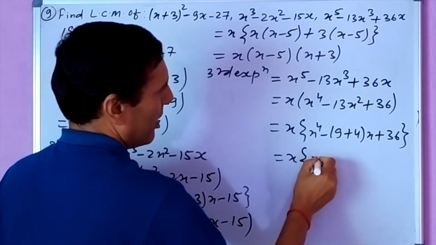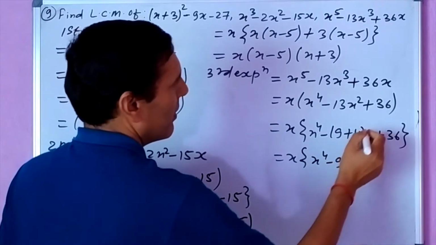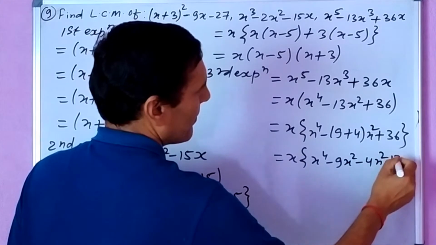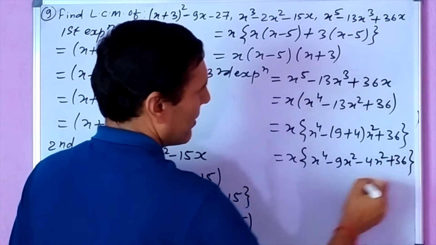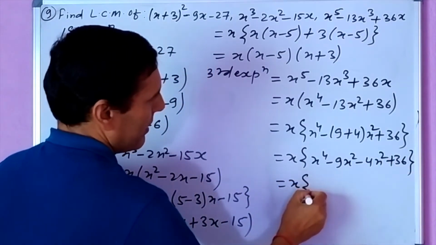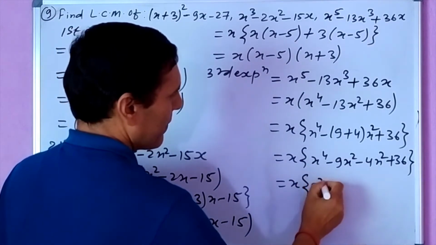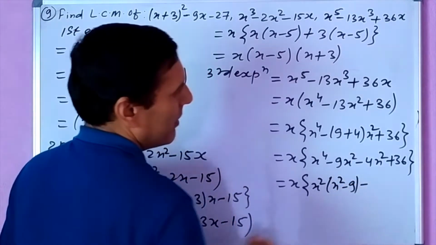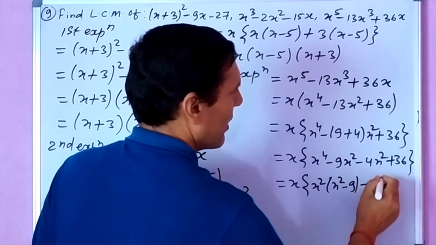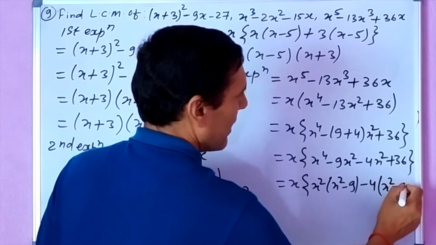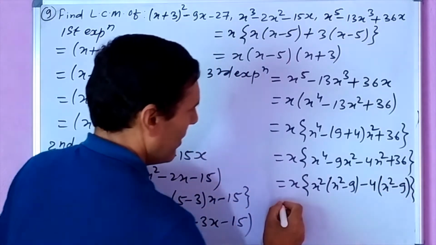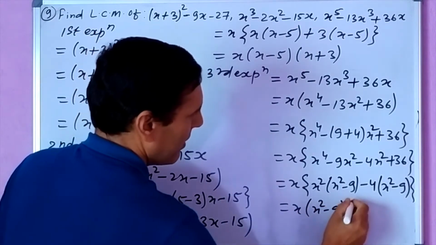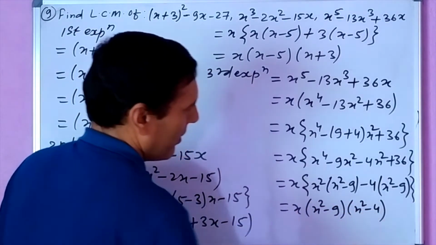x⁴ − 9x² − 4x² + 36. If you take x² common in the first two, we will get x² − 9 in the bracket. Similarly in the second two, if you take −4 common, then x² − 9 will be remaining in the bracket. So this is x times (x² − 9)(x² − 4).